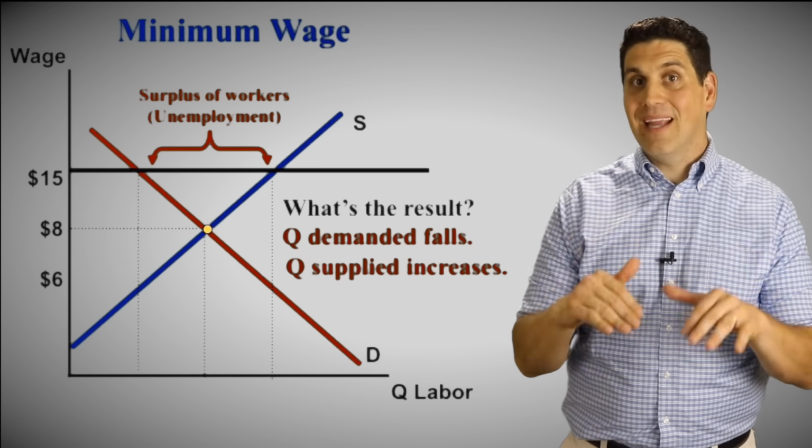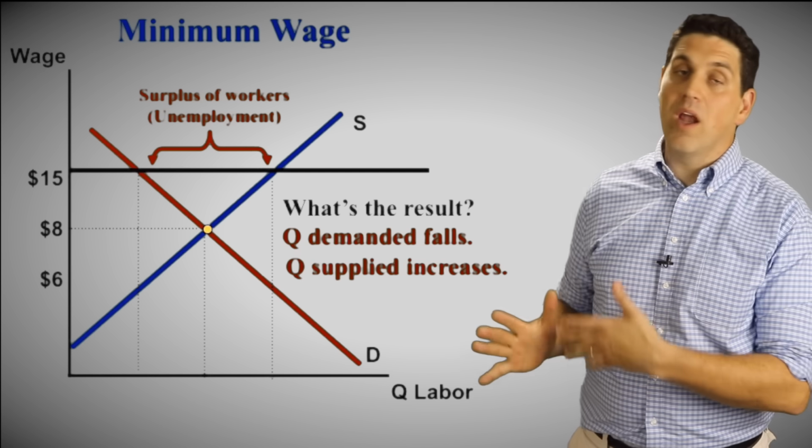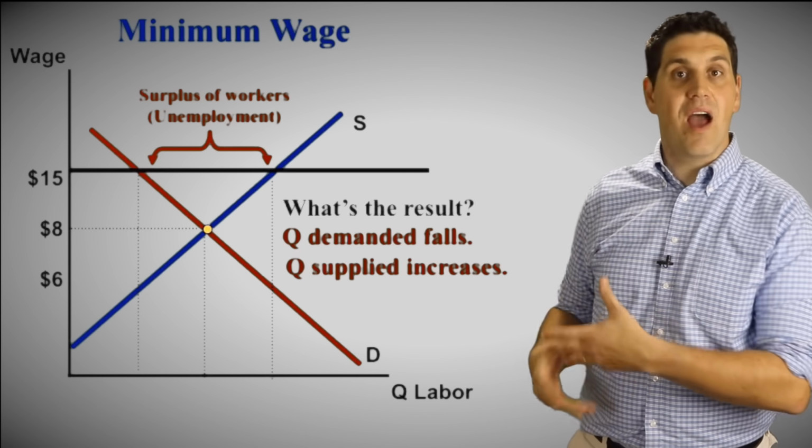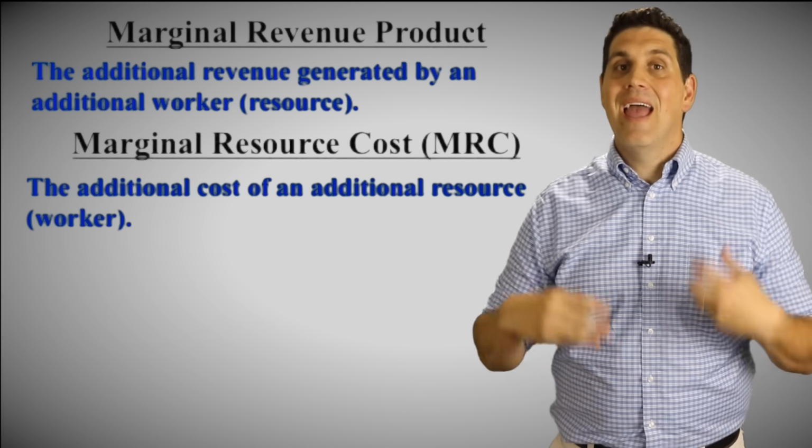Minimum wage is a binding floor, and so the price goes up. In this case, the wage goes up, the quantity demanded falls, the quantity supplied increases, and we have unemployment of resources. Also recognize the idea of MRP and MRC.